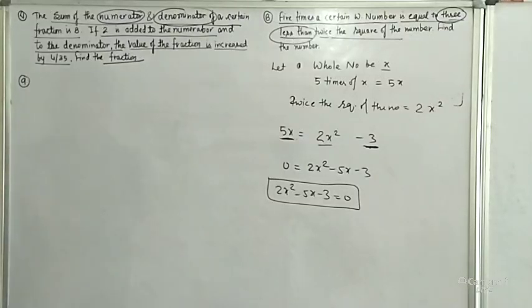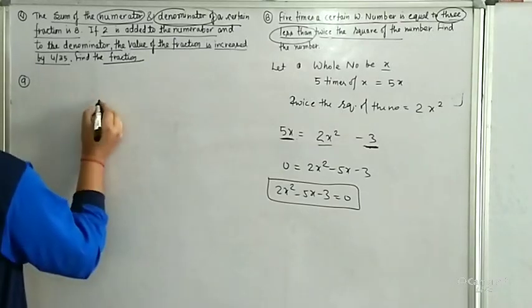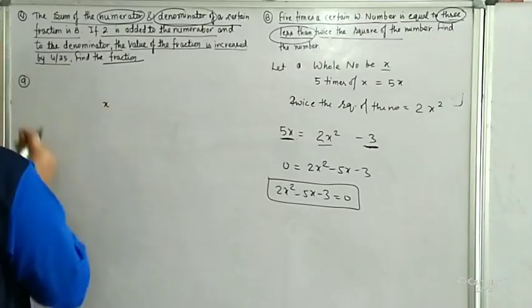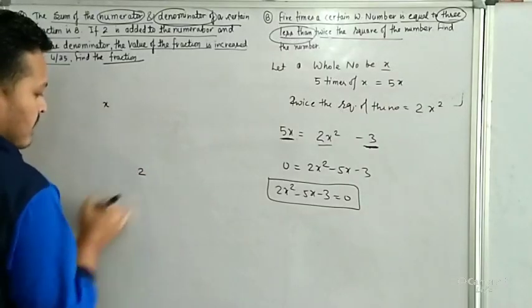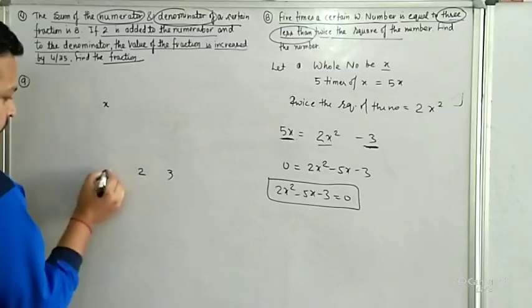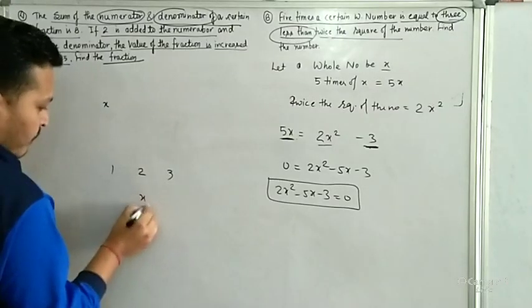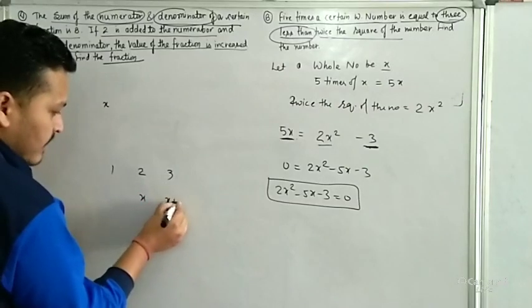What will be the three consecutive numbers? In the question, it is given to assume the middle number to be x. If 2 is the middle number, the next is 3, and the number before 2 is 1. If you write it in the form of x, the next number is x plus 1.